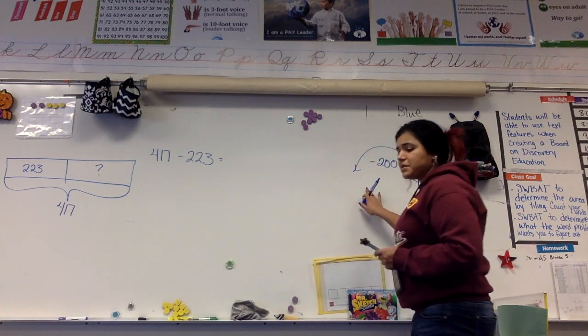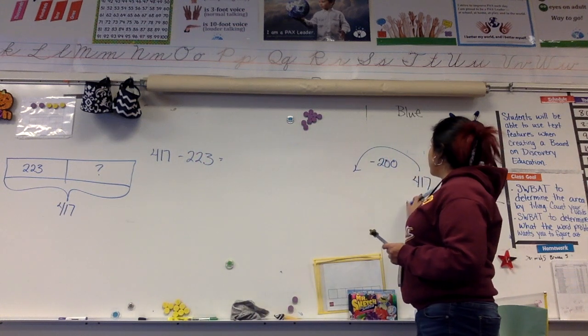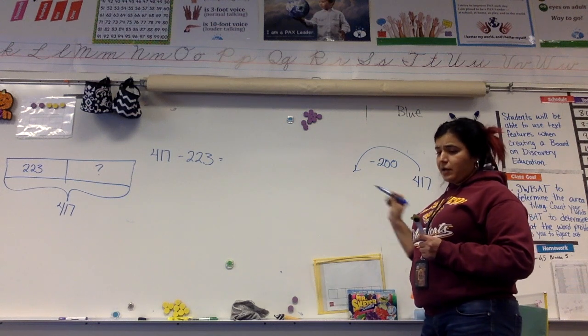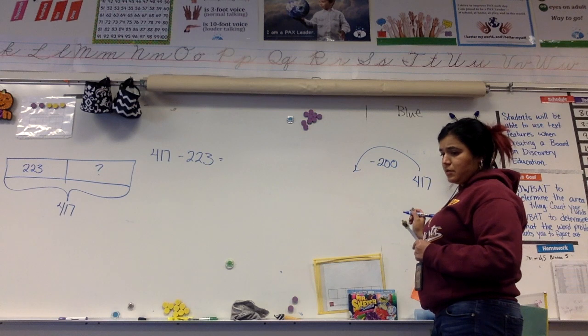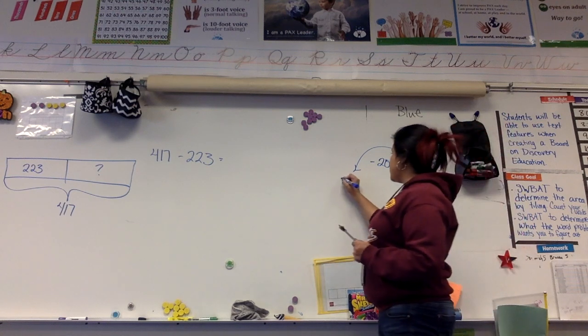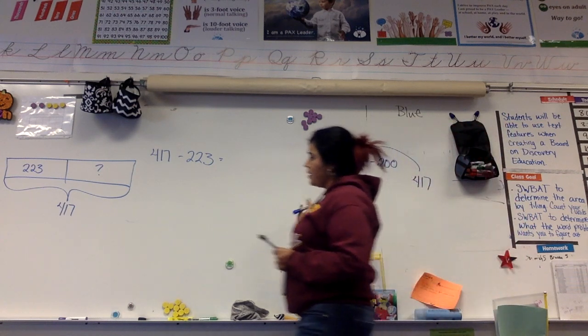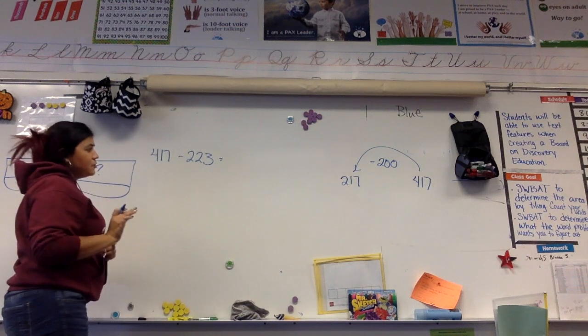This is what we're supposed to be doing. Okay, 400 minus 200. What do you think that is? 417 minus 200. 217. Okay, now we're at 217.